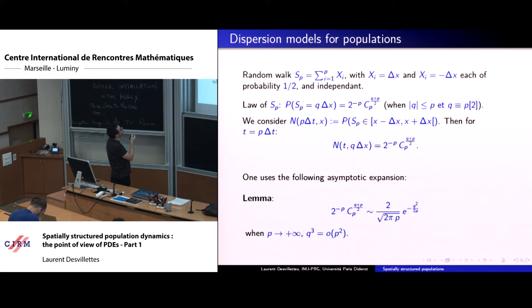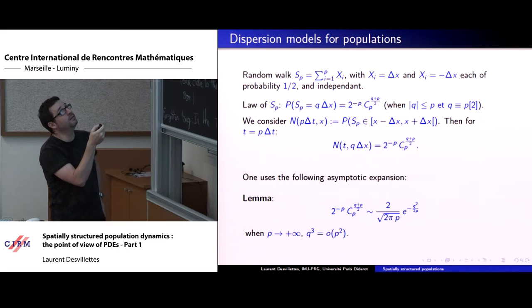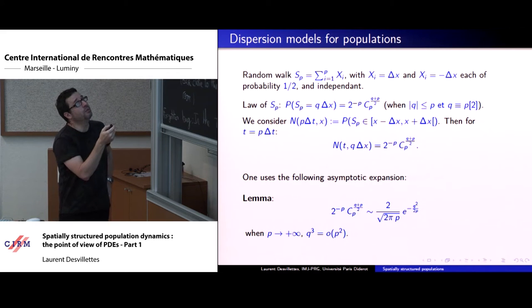We take a certain number t, and we select delta t in such a way that t over delta t is an integer number, which is this p here. And we compute this quantity, capital N of p delta t x, as the probability that the individual is between x minus delta x and x plus delta x after p time steps.